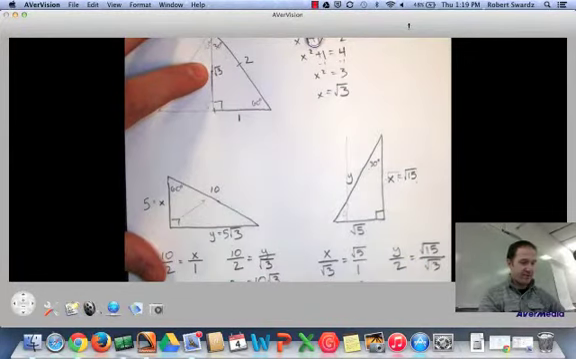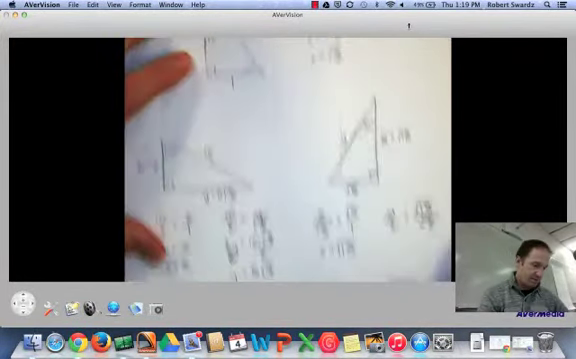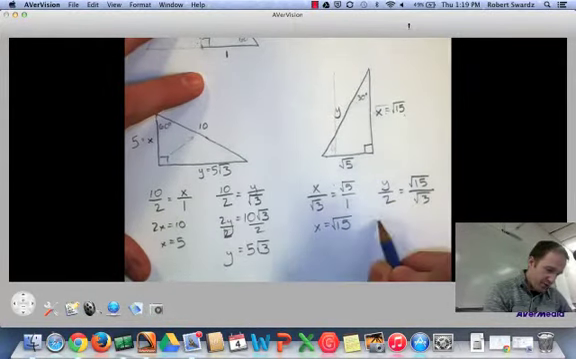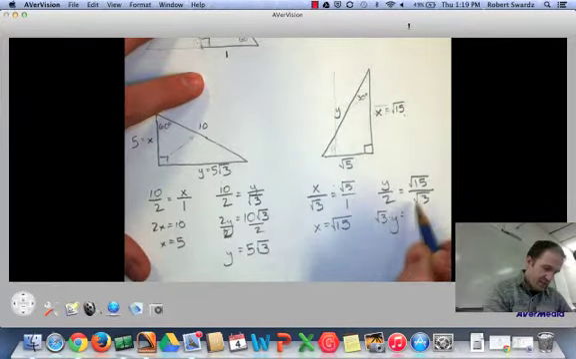You'll get the exact same thing as if you use root 5 and 1. You get the same thing. Let's see what we get. We get y times the square root of 3 equals 2 times the square root of 15.